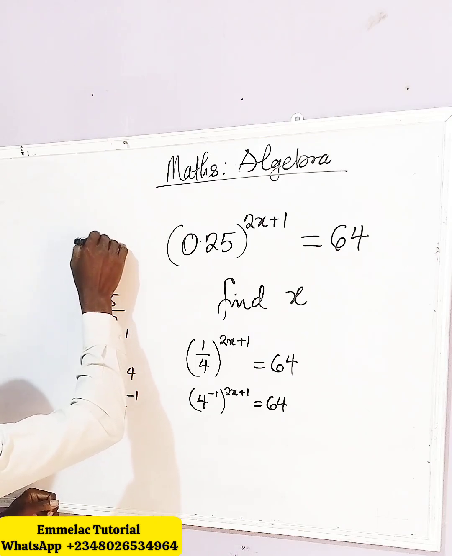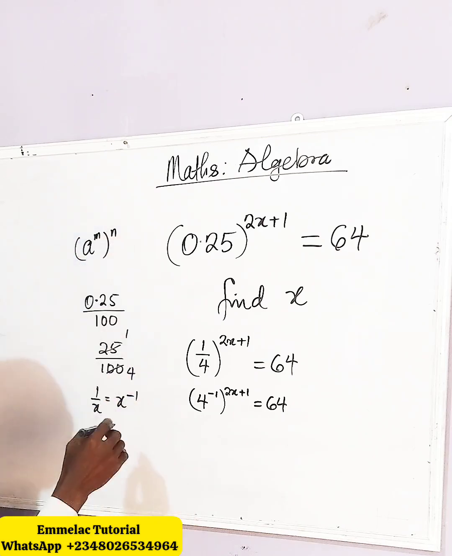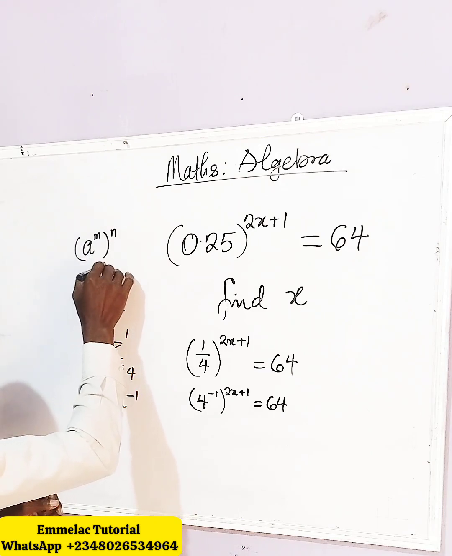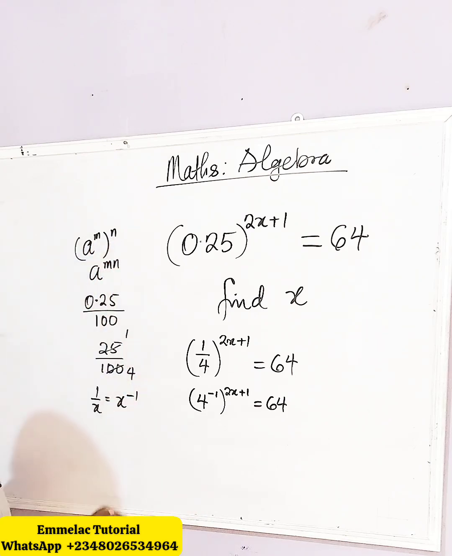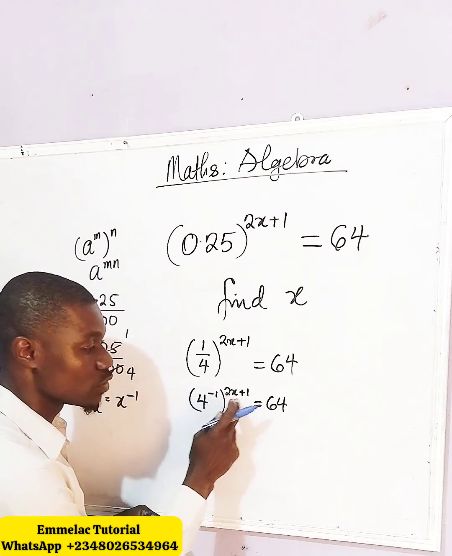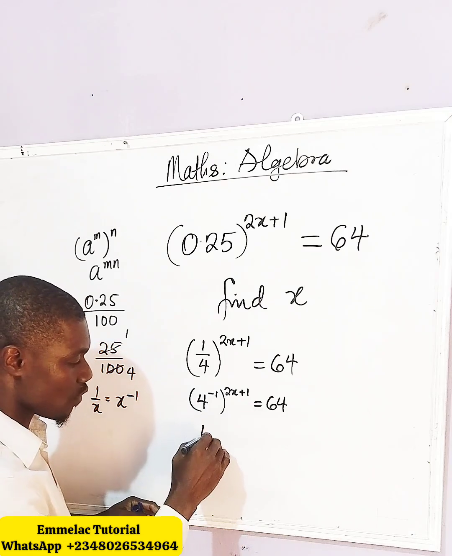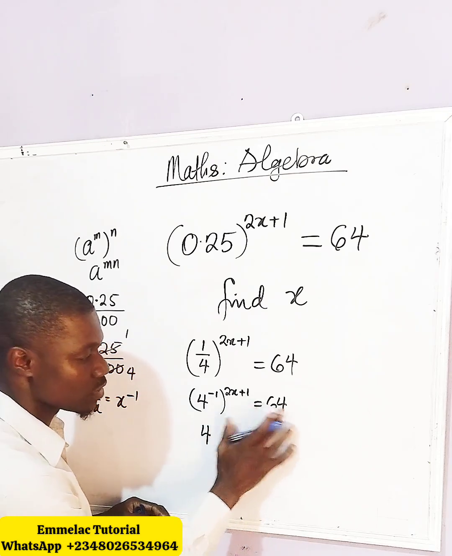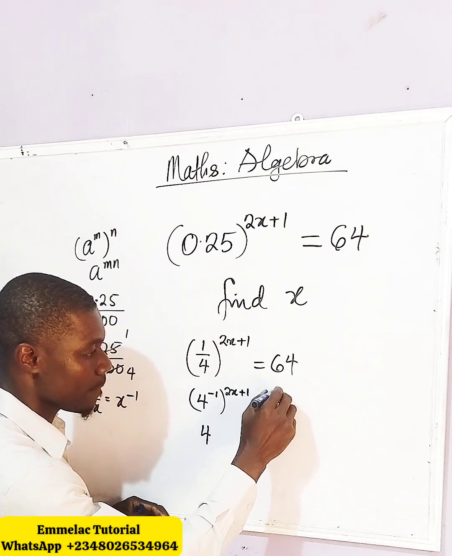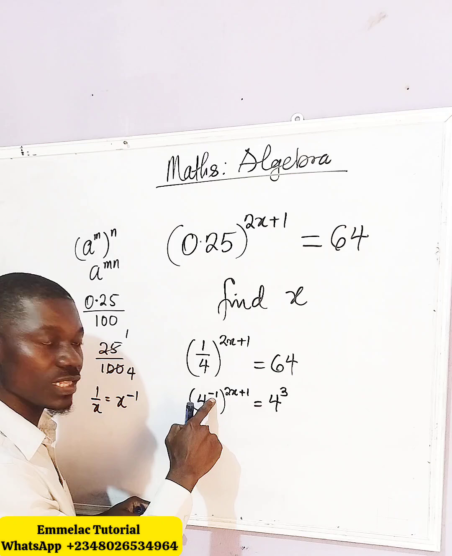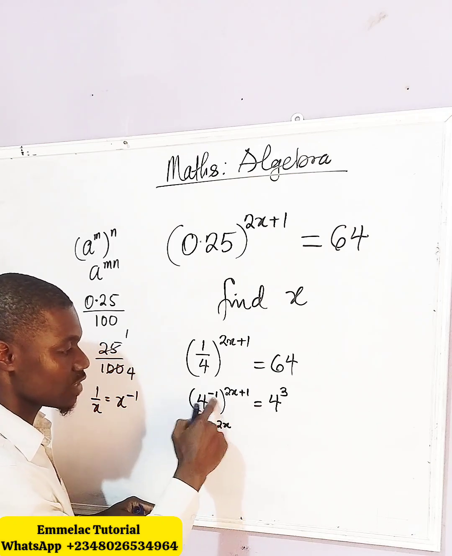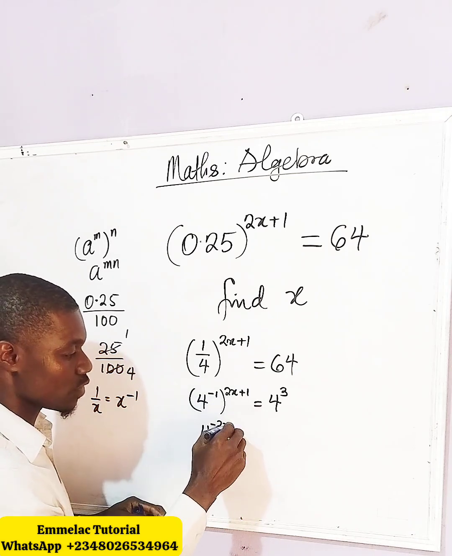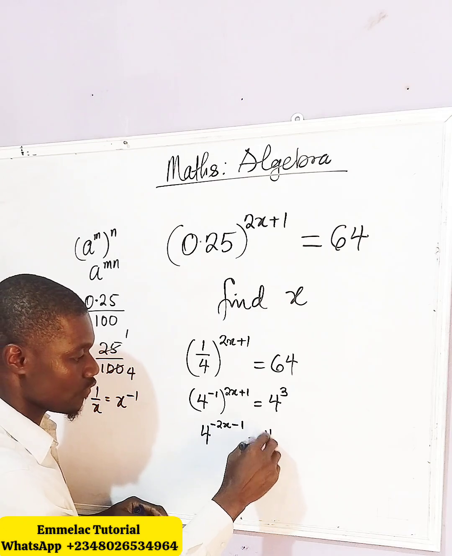If you open this bracket here, let us record that if you have a raised to the power of m, all raised to the power of n, it is the same thing as a raised to the power of mn, which means the two exponents multiply each other. So we can multiply negative 1 through this expression. Negative 1 times 2x gives us negative 2x, and negative 1 times plus 1 gives us negative 1, then equals 4 raised to the power of 3.